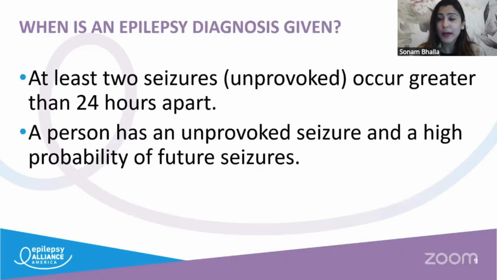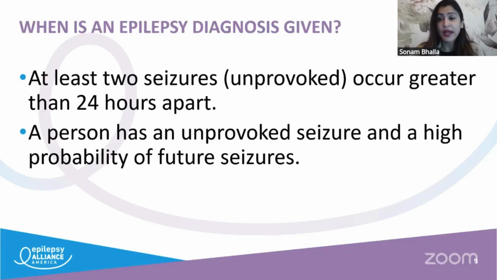Epilepsy is essentially a diagnosis where you have more than one seizure, with no clear reason why you had a seizure. If you've had two unprovoked seizures, at least 24 hours apart, that gives you a diagnosis of epilepsy.